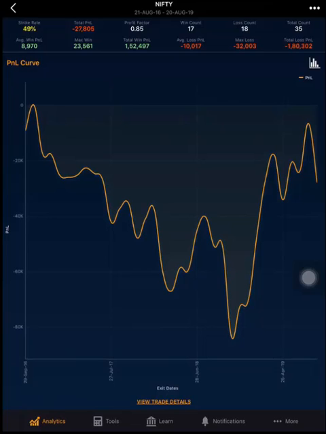Max loss is 32,003 rupees. You have total win and total PNL. So we saw that the max loss is 32,000. Okay, we have almost equal amount of win and loss count.